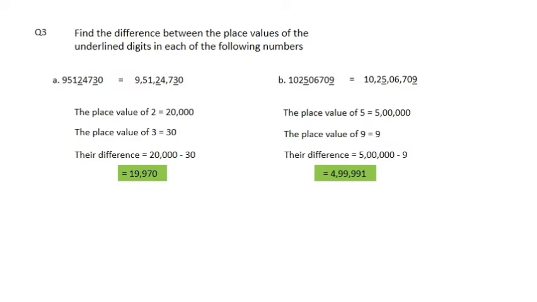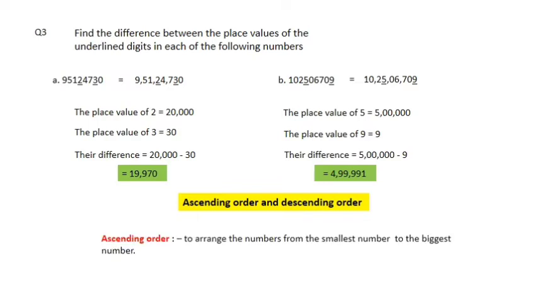Okay children, do you understand what the questions are that we have done, question number 1, 2 and 3, how to compare the numbers and how to find the place value and the difference? Now let us see what is ascending order and descending order. What is ascending order? Students, you have learned this in the lower class. Ascending order means we arrange the numbers from smaller to greater number.